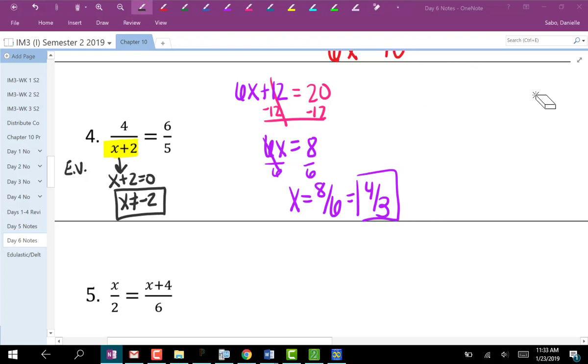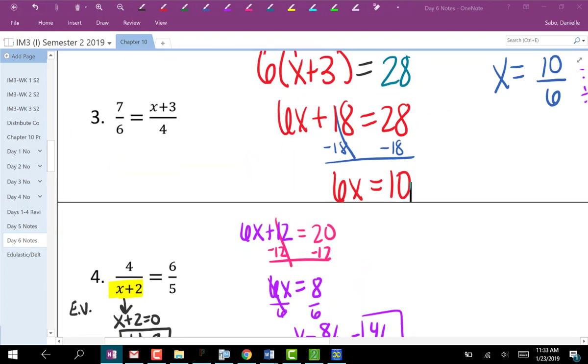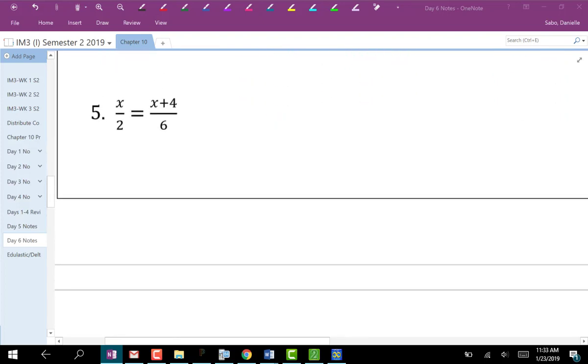Yeah. Okay, so if you look up here, we didn't have to do that because there were no x's on the bottom, and that's why we didn't have to do the excluded values. So just want to remember to do that. Here, do we need excluded values here? No, because there are no x's on the bottom. So now we can just cross multiply.